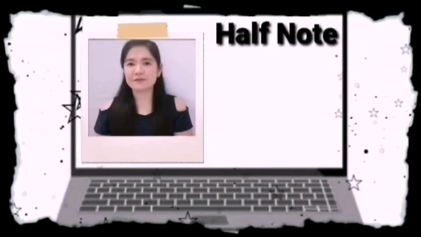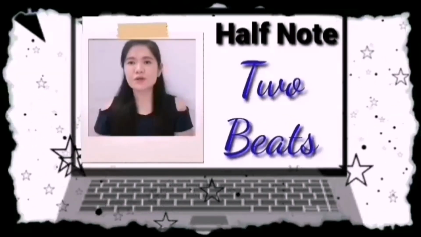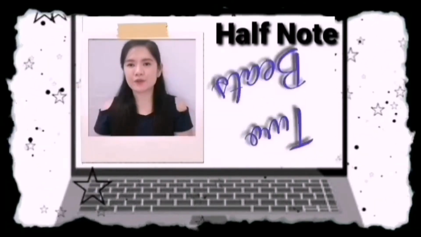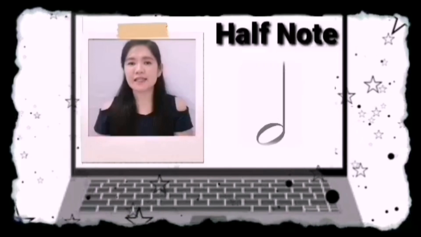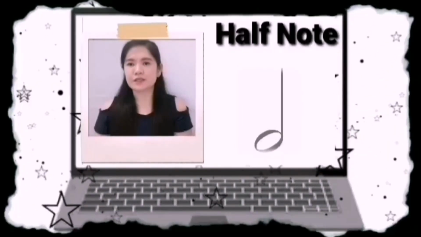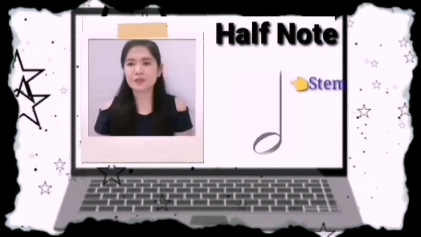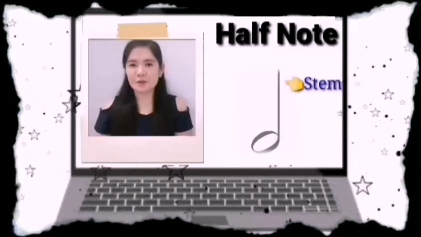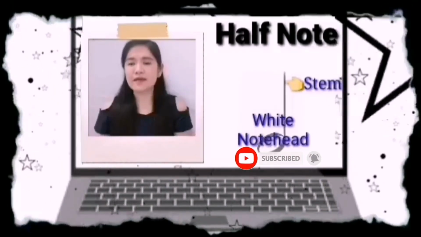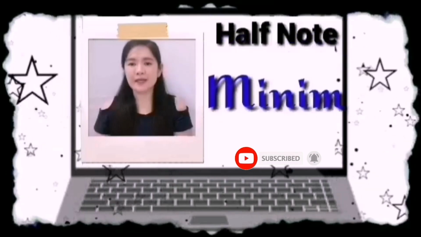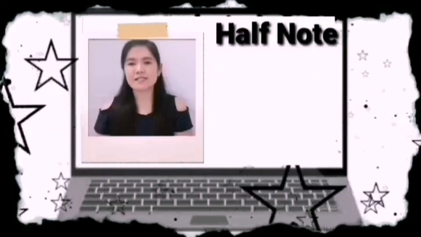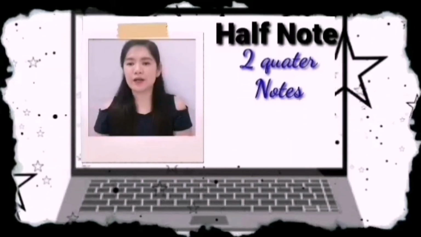The second one is half note. It is usually defined as having a value of 2 beats in common use. If we look carefully at the half note, we can see that it looks different from the whole note. That's why a half note has a stem and a white note head. It is important to observe that a half note, also called minim, is held for 2 counts, which means it lasts twice as long as a quarter note.